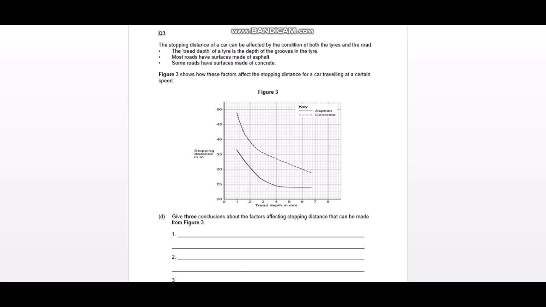Stopping distance of a car can be affected by the condition of both the tyres and the road. The tread depth of a tyre is the depth of the grooves in the tyre. Most roads have surfaces made of asphalt. Some roads have surfaces made of concrete. Figure 3 shows how these factors affect the stopping distance for a car travelling at a certain speed.